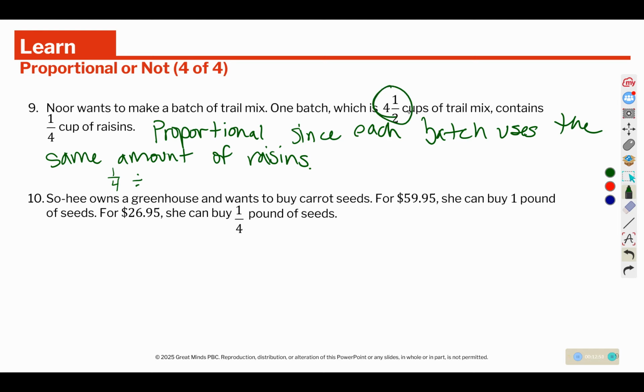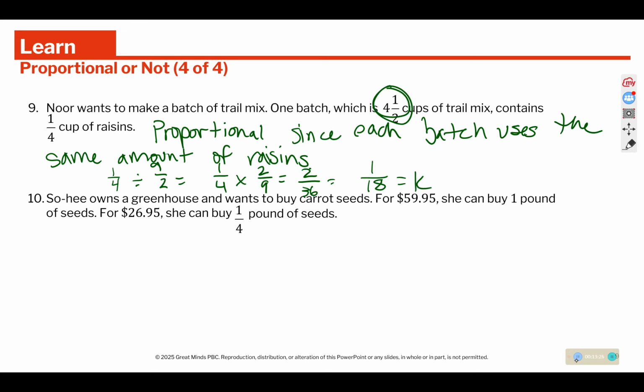We want to change this to an improper fraction. 4 times 2 is 8, plus 1 more is 9. Leave, change, change. 1 times 2 is 2. 4 times 9 is 36. Reduces to 1/18. So 1/18 is that constant of proportionality. Remember, we use the letter K to describe the constant of proportionality.